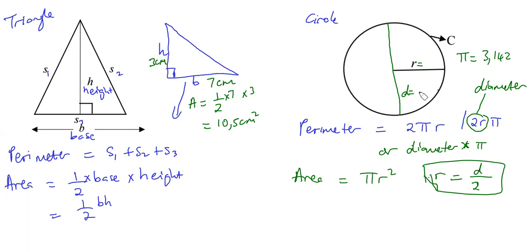What if the diameter here is 18 meters? It means that the radius is going to be 18 divided by 2, which is 9 meters in this case. Then what do we do? We're going to say, what is our perimeter? Our perimeter is going to be equal to diameter times pi, which is 18 times pi. Normally pi is given as 3,142, but remember, you must use the required pi that will be given. So here it is 3,142.